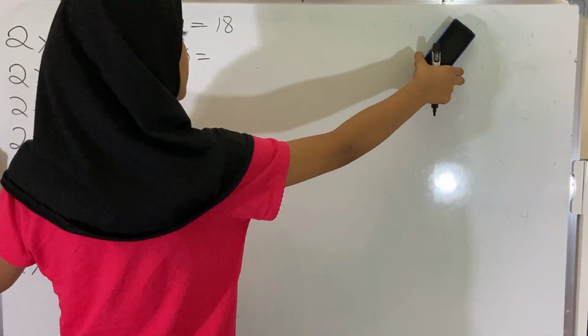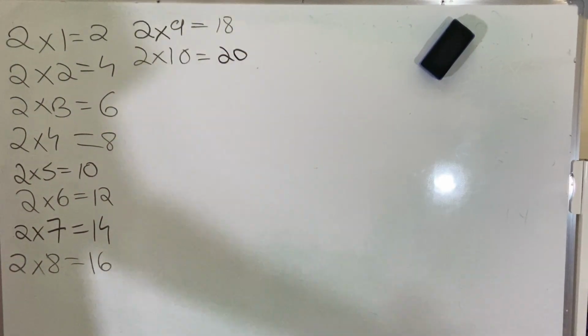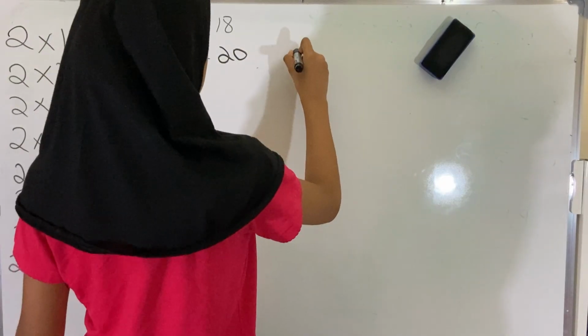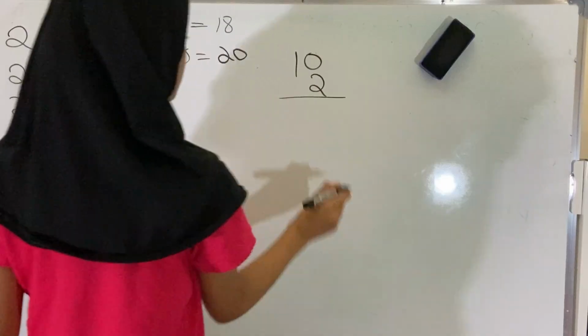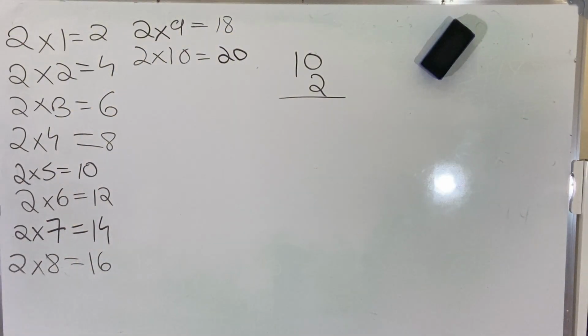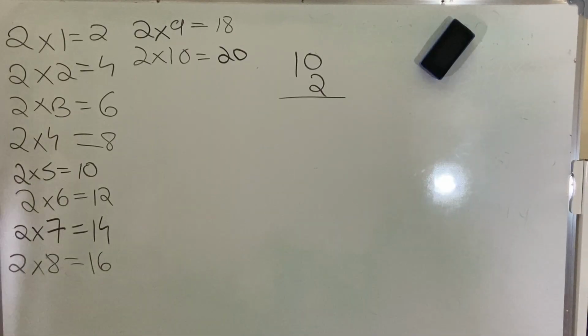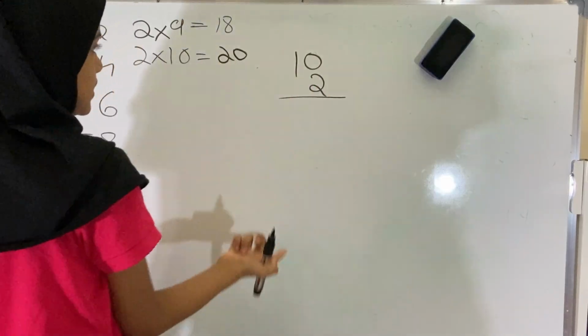So I wrote down 2's table. Now I'll put some multiplication questions that are related to 2. For example, 2 into 10, 10 into 2. So how do we find 2 into 10? Like I just put here 2 into 10, right? But how is this 20?